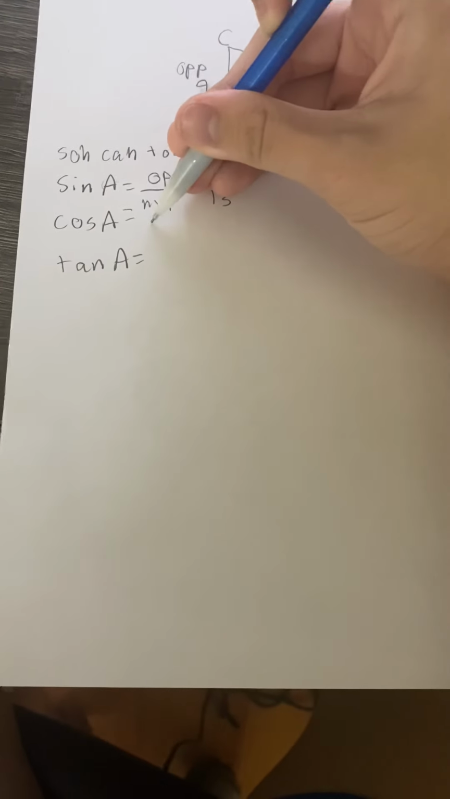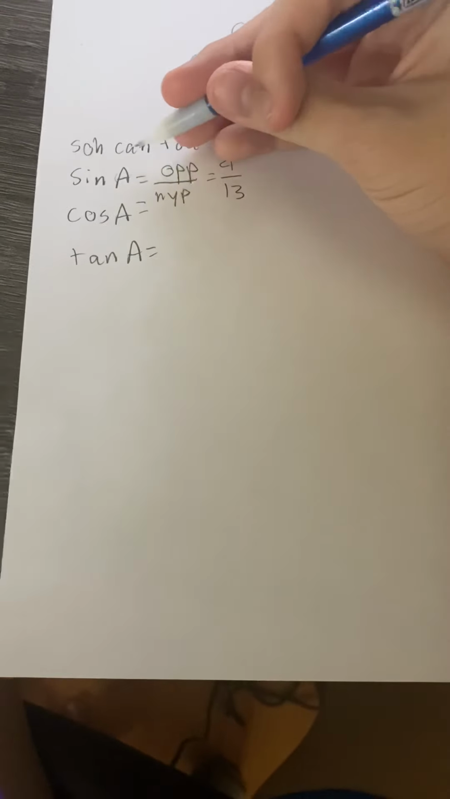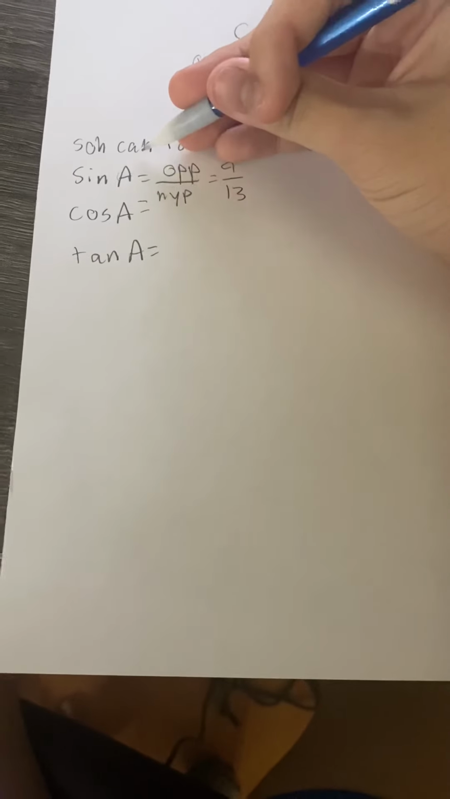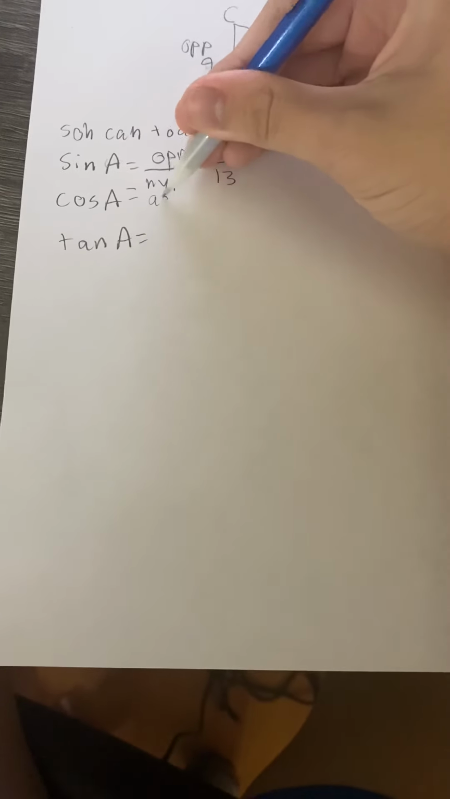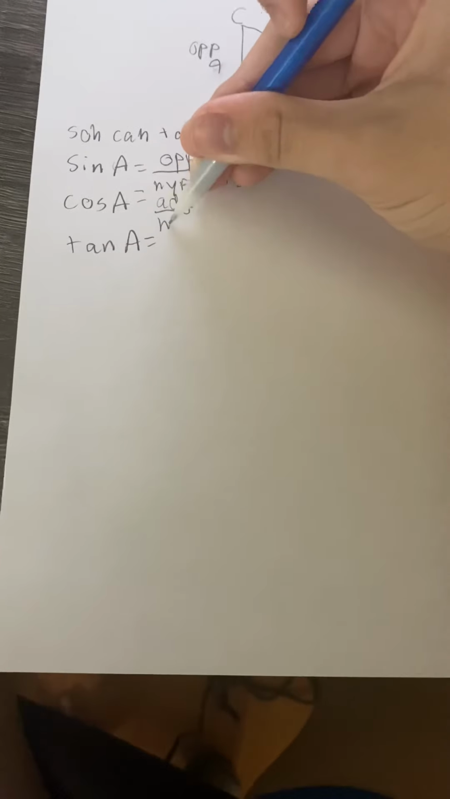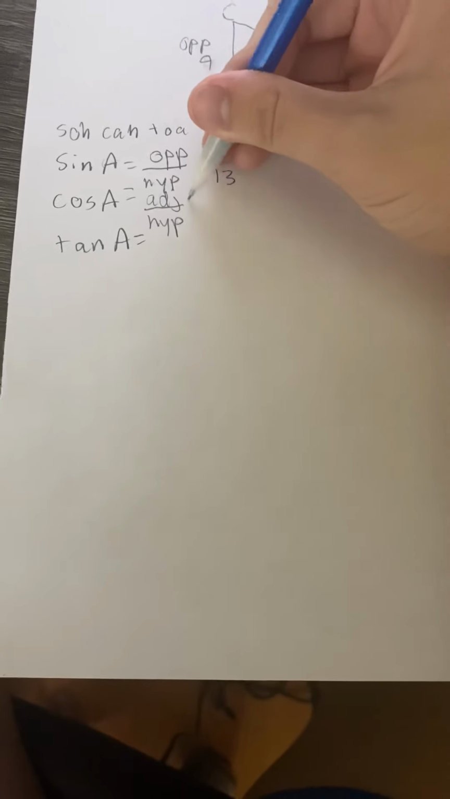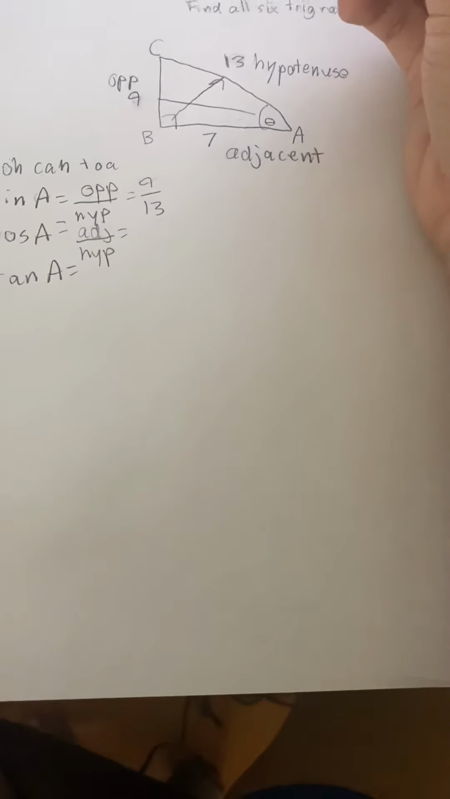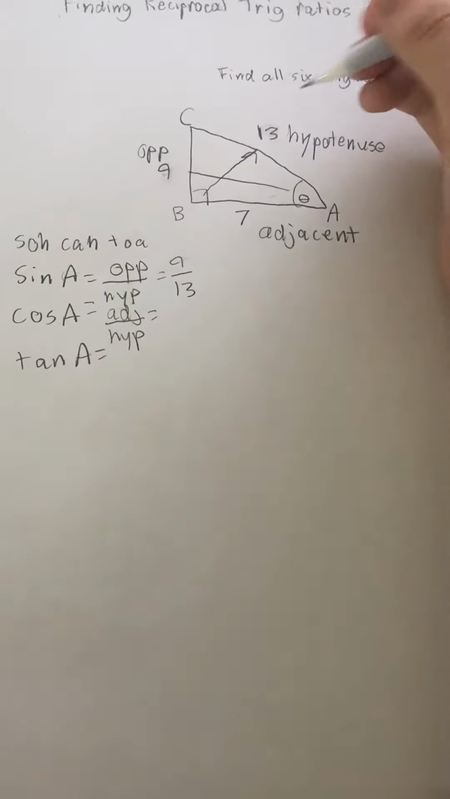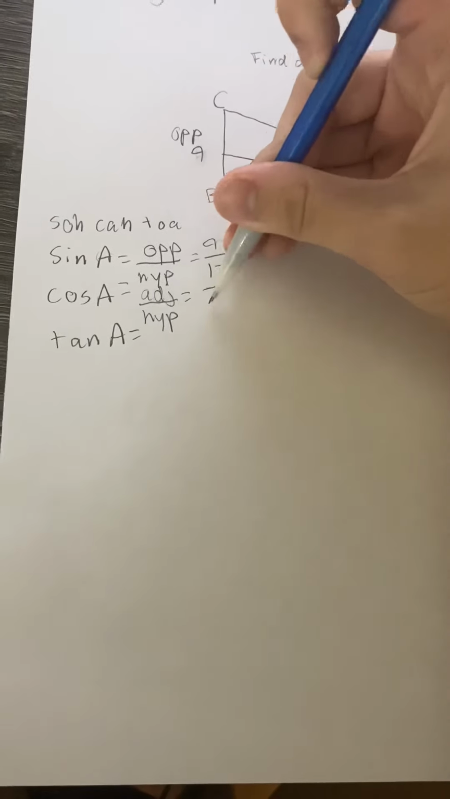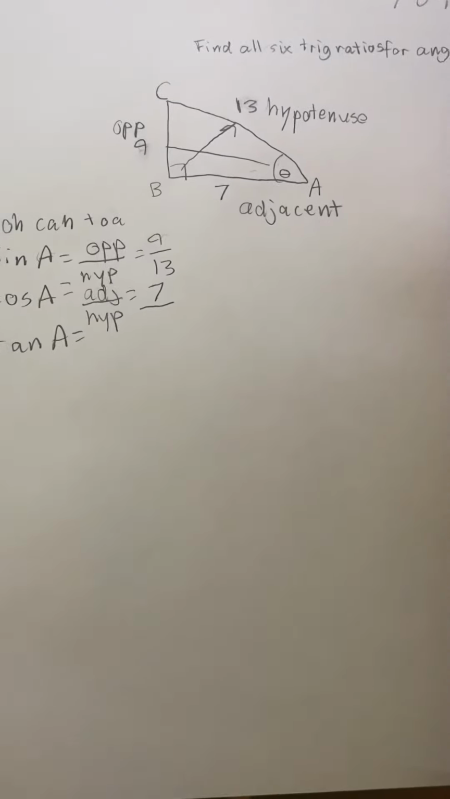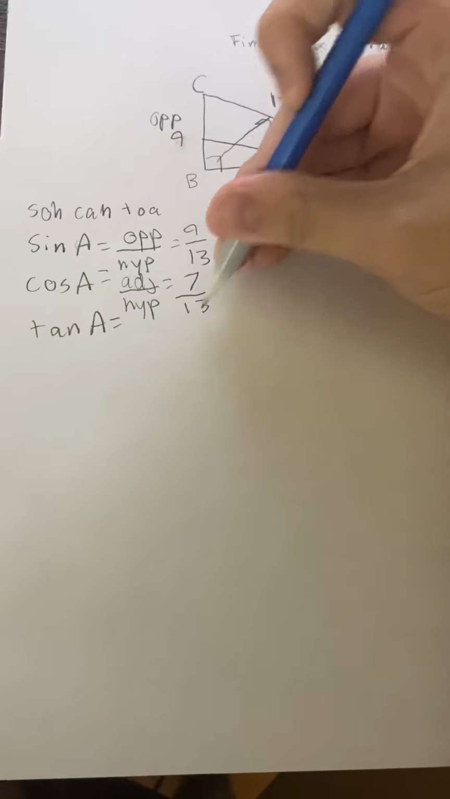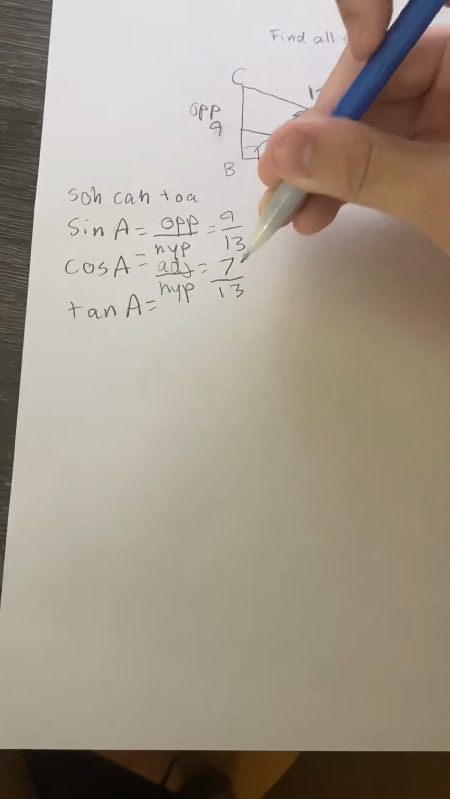For cosine, it's CAH, so cosine is adjacent over hypotenuse. From this triangle, we know that 7 is our adjacent side, and our hypotenuse is 13. So cosine would be 7 over 13.